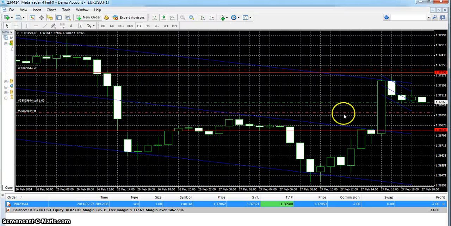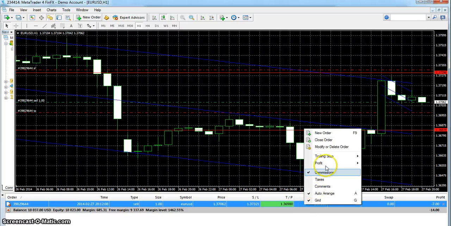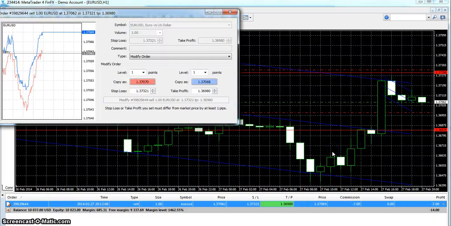Okay, my take profit is now exactly at 10 pips. So as soon as the market goes 10 pips below my trade, then I will have my $100. Okay, same thing on the stop loss. If you want a specific number on your stop loss, you can right click, modify or delete order.